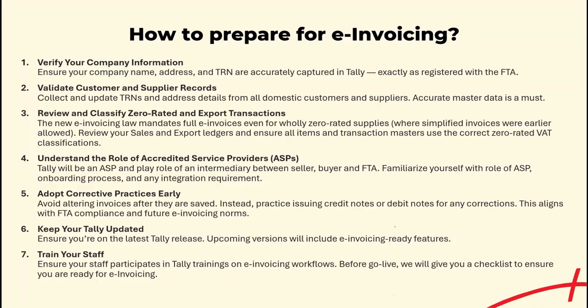And make sure that for the service or the item, if you are dealing in inventory, you have selected the right classification: zero rated, taxable or exempt. That classification selection should be done. ASP, you already know which ASP you have to select and why you have to select the ASP and what the role of the ASP is. So we have already explained that, along with the corrective practice earlier.